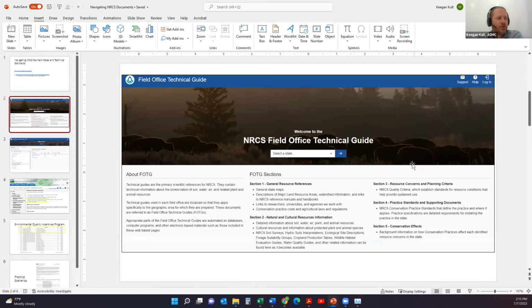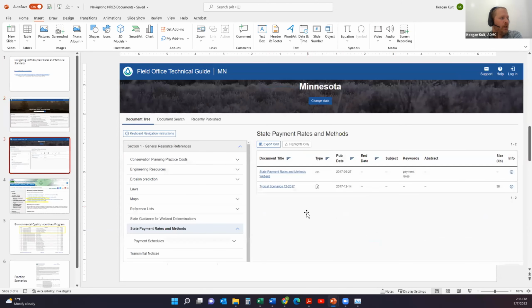It'll come up to a nice screen like this. You can select your state. I would say section 1 is where you'll find a lot of the information about the practice cost associated with this and what those payment scenarios are. In section 4, you'll find more details on the conservation practice standard itself about what you have to meet to fit that requirement. I just selected Minnesota. Section 1, you can see state payment rates. This might look different for every state, but they all should be in section 1 for those state payment rates.